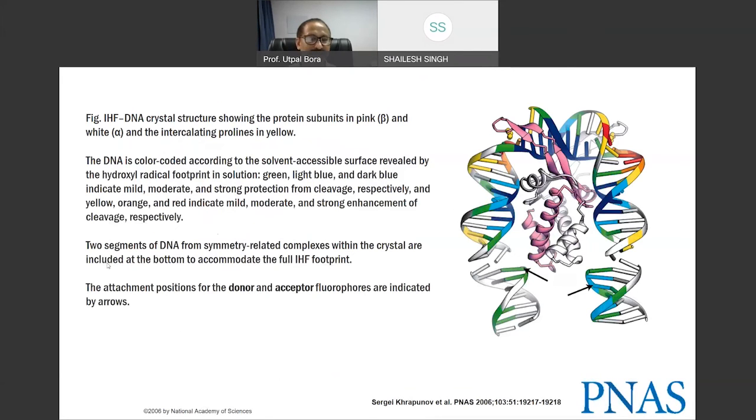So there are various examples. I would like to give you only one. Here you can see one protein called IHF binding to DNA, and this is a crystal structure they have solved. This is showing the protein subunits in pink, which are beta, and white, and the intercalating prolines in yellow.